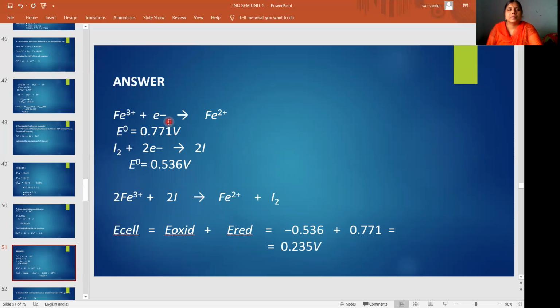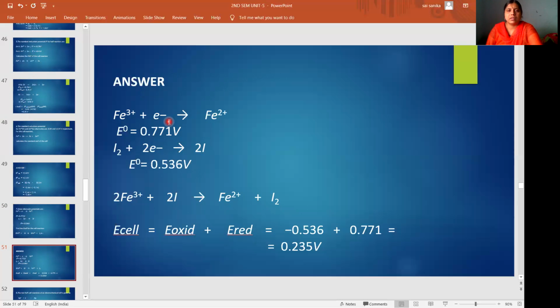See here, Fe plus 3 is undergoing reduction, and iodine is undergoing oxidation. So here, for the overall reaction, E cell is equal to, you can write like this, E oxidation plus E reduction.